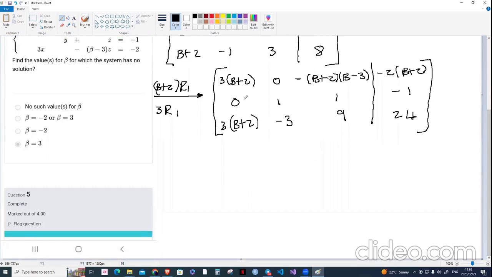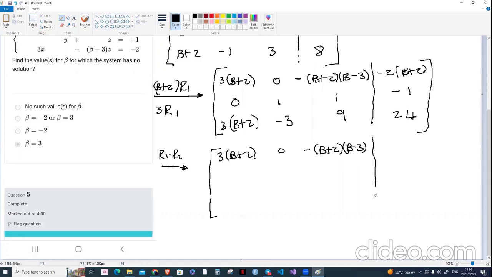Now we need to get this thing to 0 because now they're the same. So we just subtract. So we're going to say R1 minus R2. We can say R2 minus the same thing. So what am I going to get? This remains the same. Plus 2. 0 minus B plus 2. B minus 3. Minus 2. B plus 2.